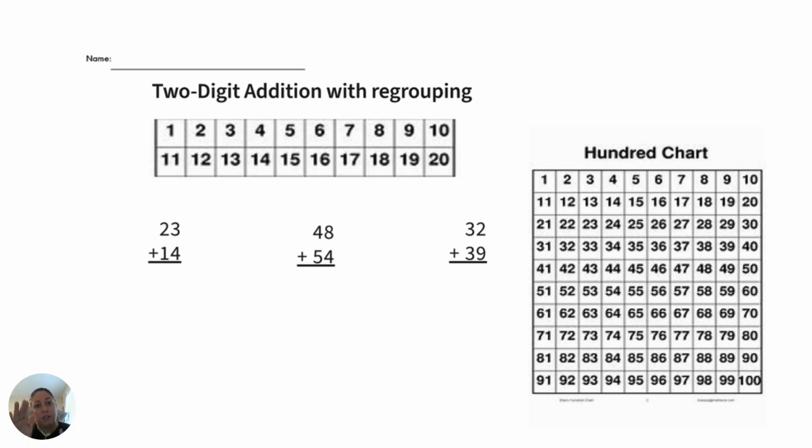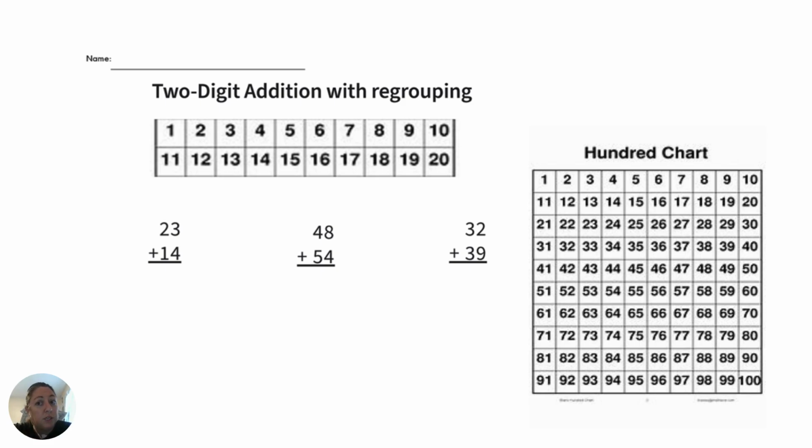They're still going to have to carry over, right? They're not getting the full hundreds chart right away. You could give them the hundreds chart. It doesn't matter. They're still going to start at 32 and they're going to count 39 times.